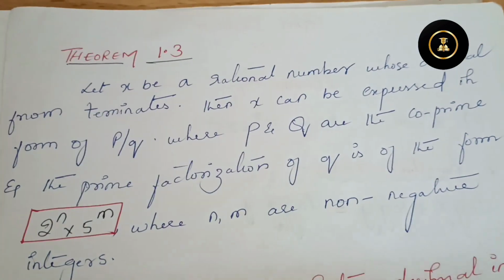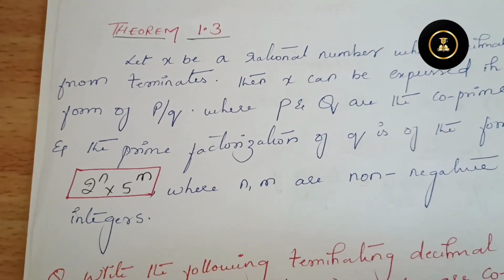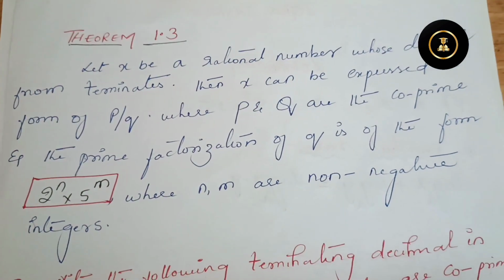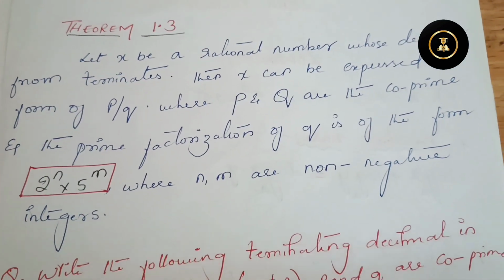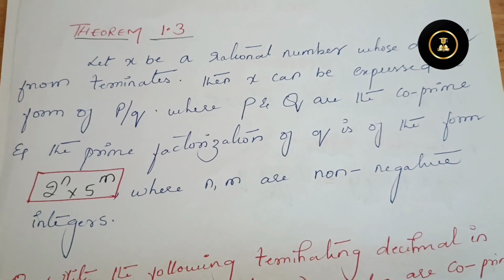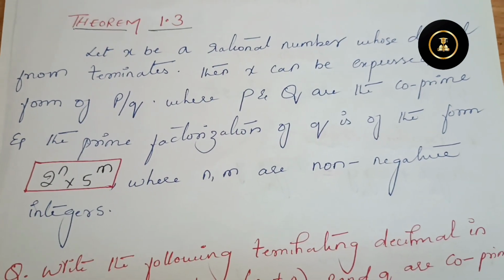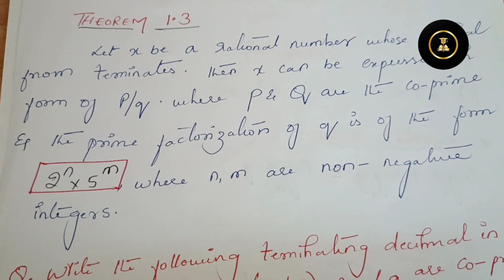So in this theorem they are saying that when they give decimals, we convert them into p by q form. Now what they are asking is, by using this theorem, the decimal we converted into the p by q form.